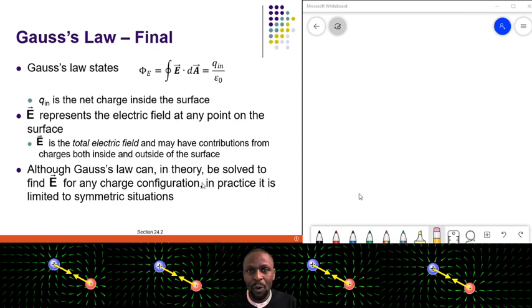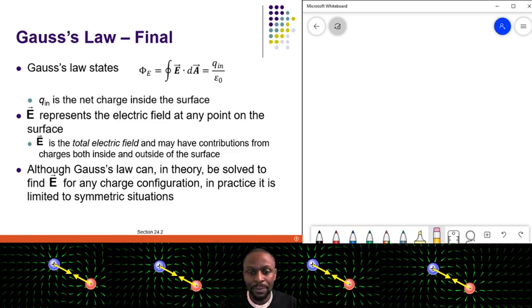Now, the general, final Gauss's law states that the flux is given as the integral over a closed surface of E dot dA, equal to Q_in divided by epsilon naught. Q_in is the net charge inside the surface. E represents the electric field at any point on the surface, and it is the total electric field, which may have a contribution from charges both inside and outside of the surface. Although Gauss's law can in theory be solved to find the electric field for any configuration, in practice it is limited to symmetric situations. I will explain that to you.